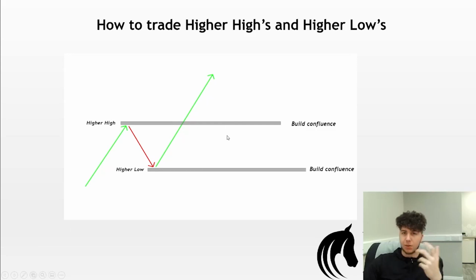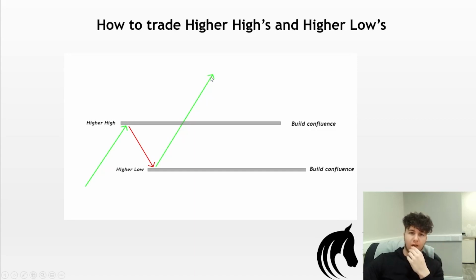And that's just the easiest way that I remember it, guys. It might sound stupid to some of you, but I just picture that there's a brick wall at this level, and the more confluences I have, the harder it is for price to get through it. And that is really what it is. So that's the first level, the break and retest of the higher high.